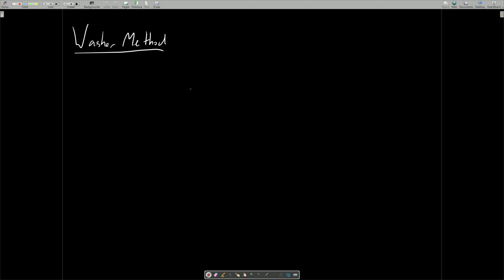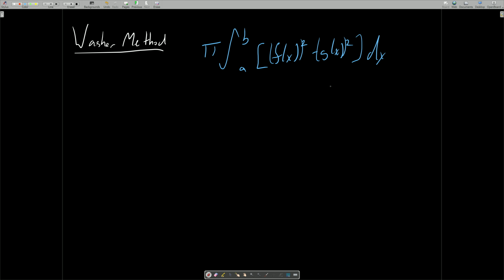Finally, we're going to use the washer method. The formula for that is pi times f of x squared minus g of x squared dx. This could also be in terms of y, depending on if you're revolving around the x or the y axis. And it also works the same way if you're revolving around any other line, not just the x or y axis.